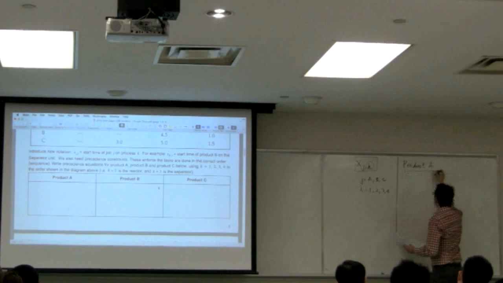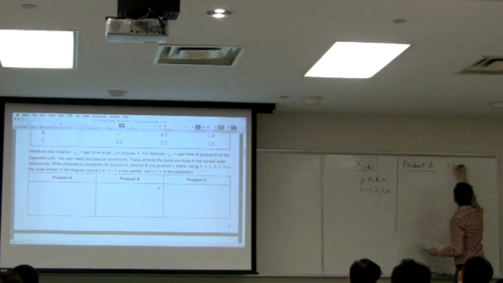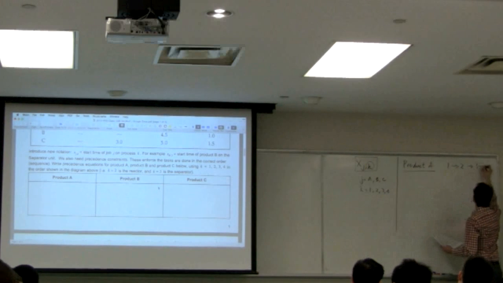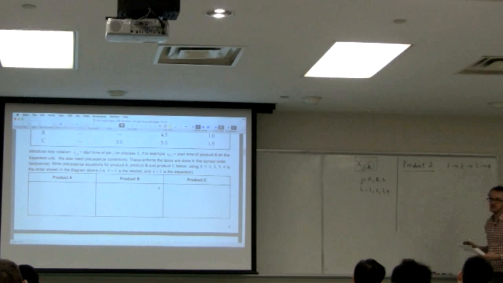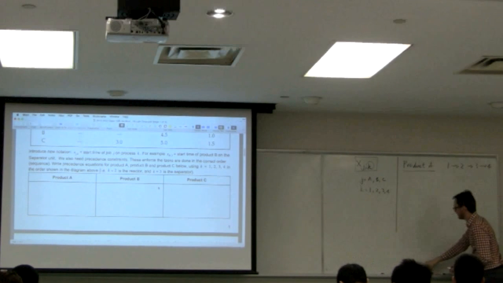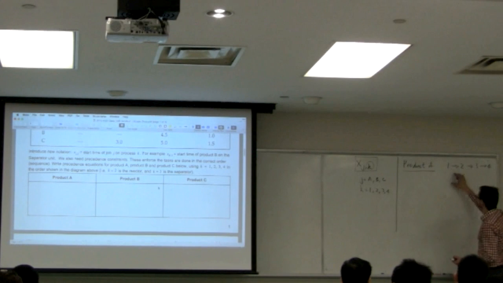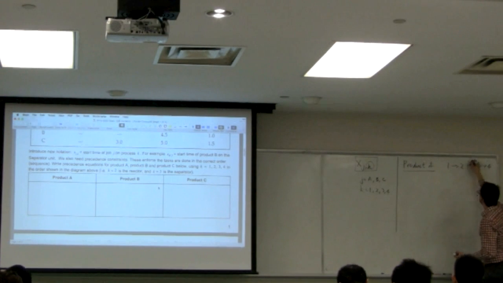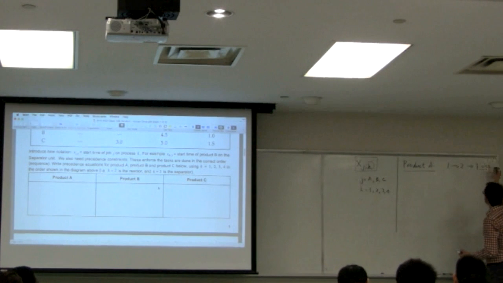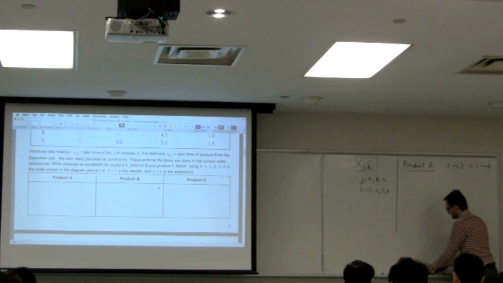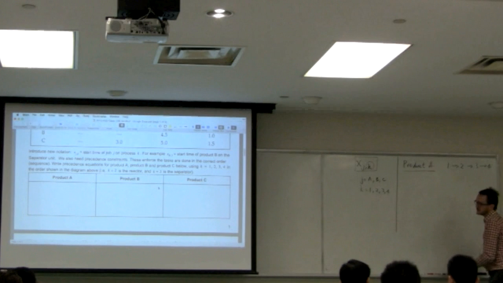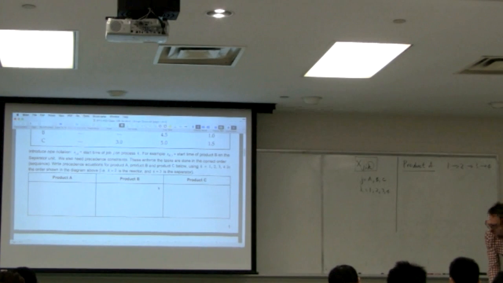So for product A, we have to have 1 going to 2, going to 3, going to 4. When we write out precedence constraints, the precedence constraints are simply written on the arrow parts. So you need a precedence constraint for 1 going to 2, 2 going to 3, and 3 going to 4. So let me illustrate that here.